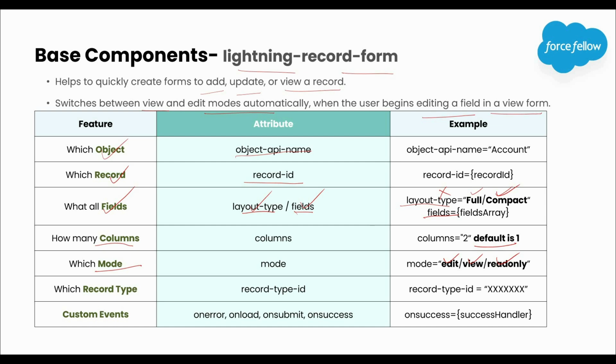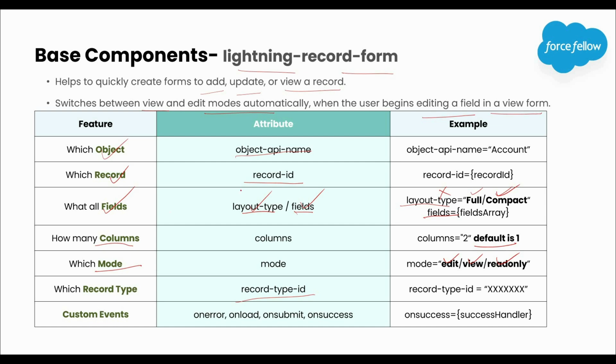Okay? And in Salesforce, using record type, we can control pick list values. So if you want your form to load pick list values from a specific record type, then you can pass that record type ID in the record type ID attribute. Else it will automatically take the default record type ID. Okay? So this is how, using multiple attributes, we can configure our Lightning record form.